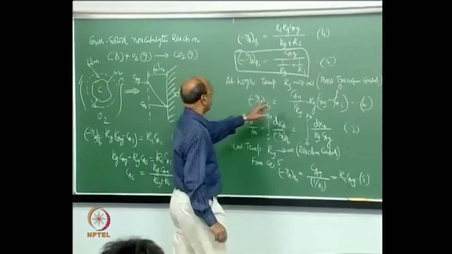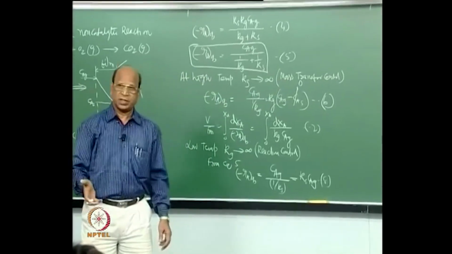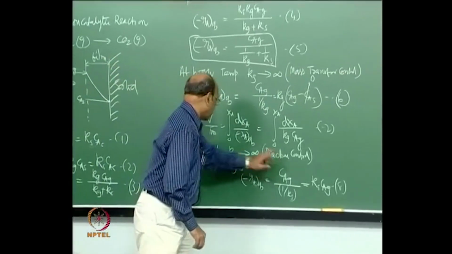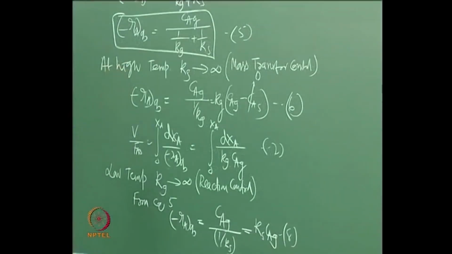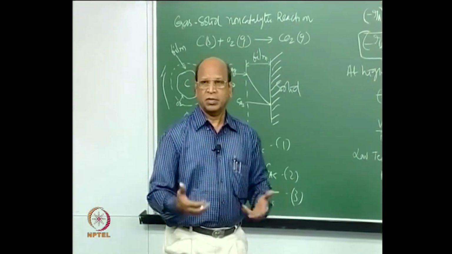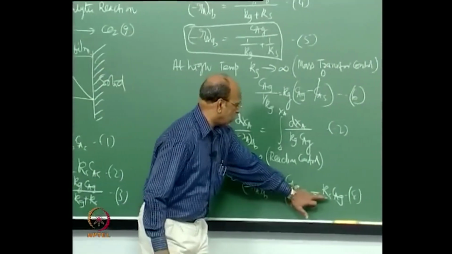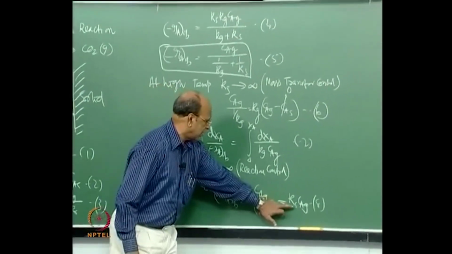Here the slowest step is mass transfer, because reaction is very fast, and here the slowest step is reaction, and mass transfer is very fast, and as you said these are all relative. Okay, good. So, now this is the equation we use, and here we are comfortable, it is Ks CAG.